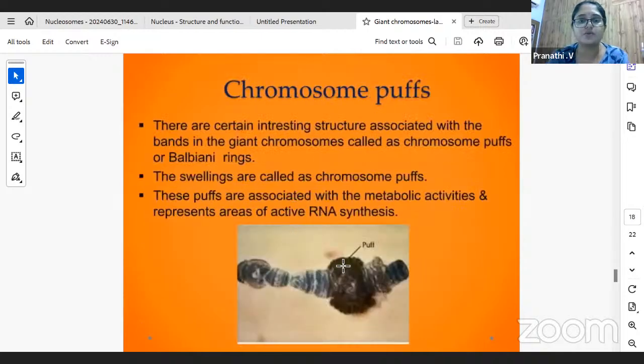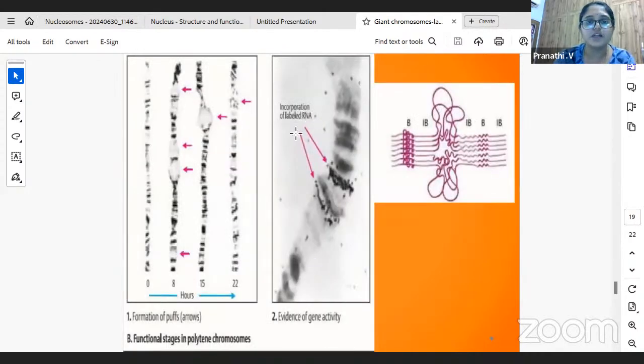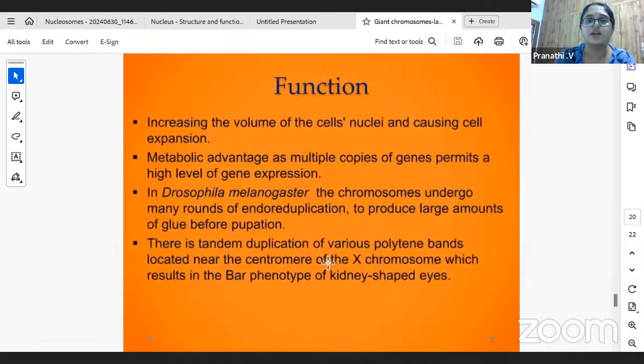So this is the chromosome puff, and these are also known as the Balbiani rings, named after the scientist, in fact. So these puffs are associated with metabolic activities, helping RNA synthesis. So labeled RNA, this is how it is going to be for functional stages in the polytene chromosomes. They also increase the volume of the cell's nuclei.